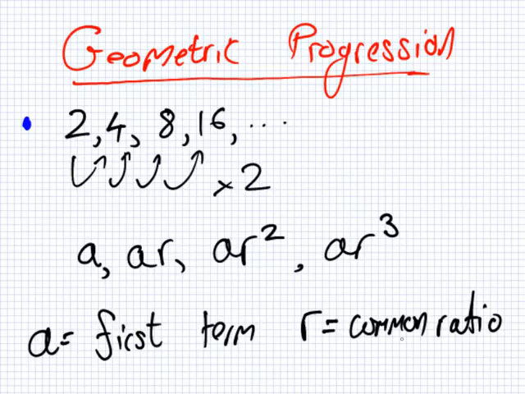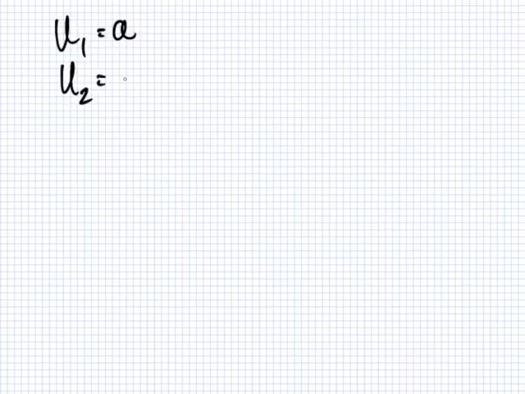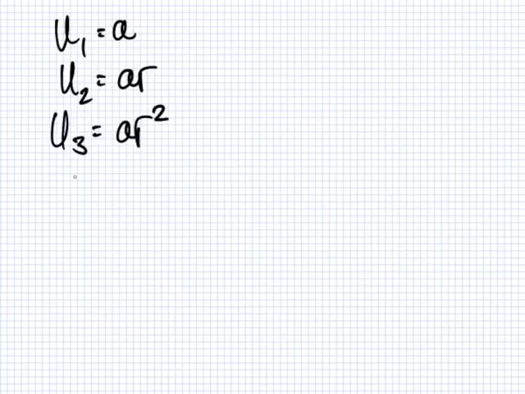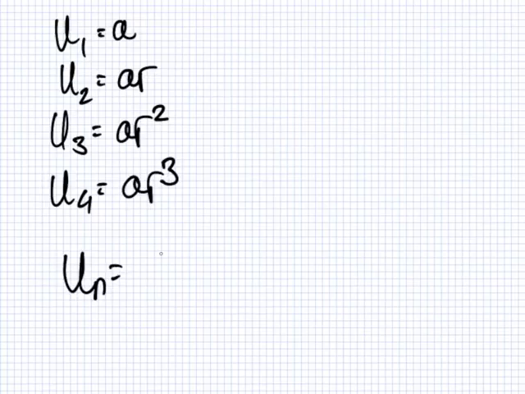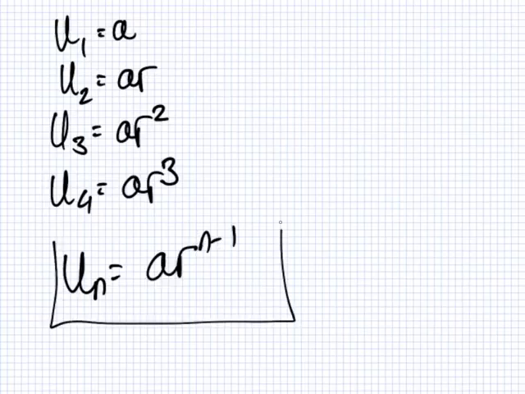Okay, have we got this part down? Yep. So let's have a look at some formulas for this. Do you have this? Yeah? So the first term is a. The second term is a r. The third term is a r squared. The fourth term is a r cubed. So what do you think the nth term is? So this is our first formula.